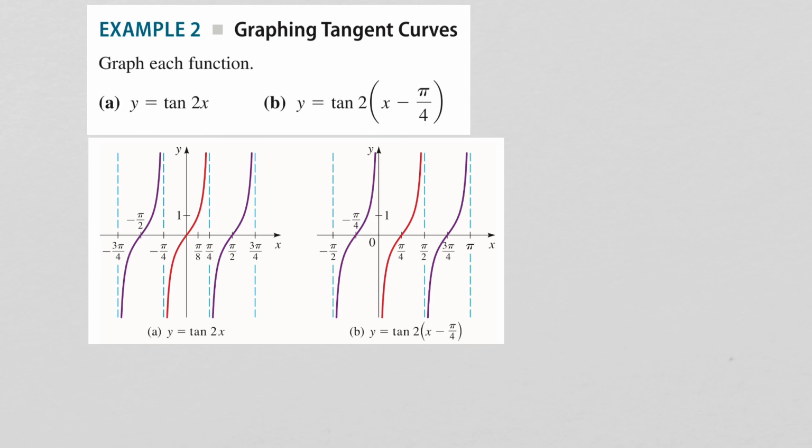So for example, if we have y equals tangent of 2x, the period's going to be changed there. The period will be pi divided by the number in front of x, which in this case is equal to 2. And so if the period is pi over 2, that means that it's going to go through one complete cycle from negative pi over 4 to positive pi over 4, because the distance between negative pi over 4 and positive pi over 4 is pi over 2 units.